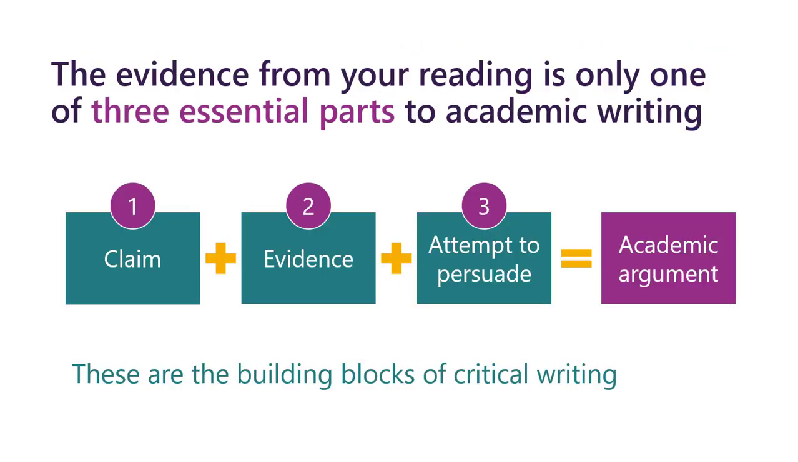The evidence from your reading is only one of three essential parts to academic writing. First, you need to make a claim, you back that up with your evidence, and you attempt to persuade the reader of its importance. Those three things together make up an academic argument, and they're the building blocks of good critical writing. Each of these will be explained next.